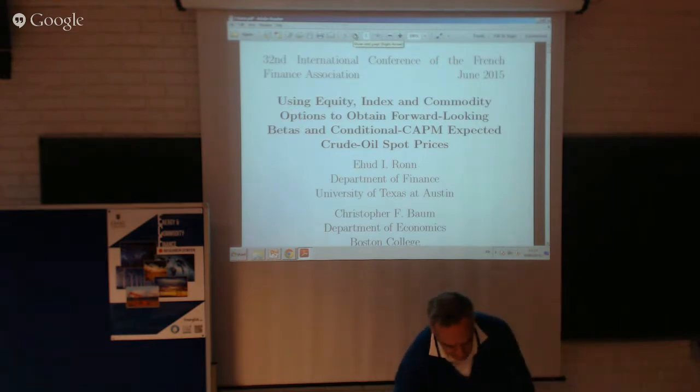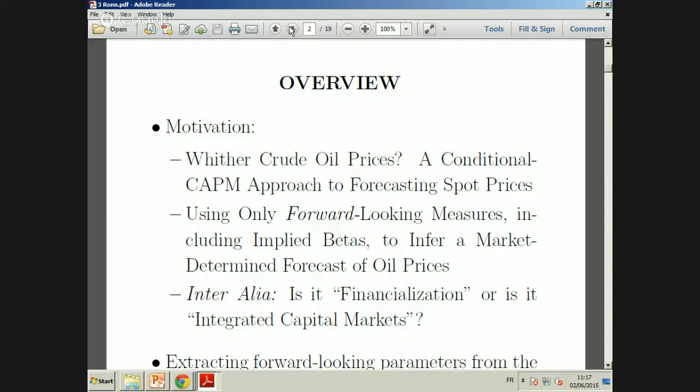Permit me to describe a little bit the paper that my co-authors and I have been working on, which I'd like to present to you. What we're trying to do here is use the conditional CAPM to forecast spot prices. And what we'd like to do eventually, and we're only laying this out initially, at the outset here, is to use only forward-looking indicators to forecast this measure. And so essentially what this is a search for is a forward-looking measure of beta.